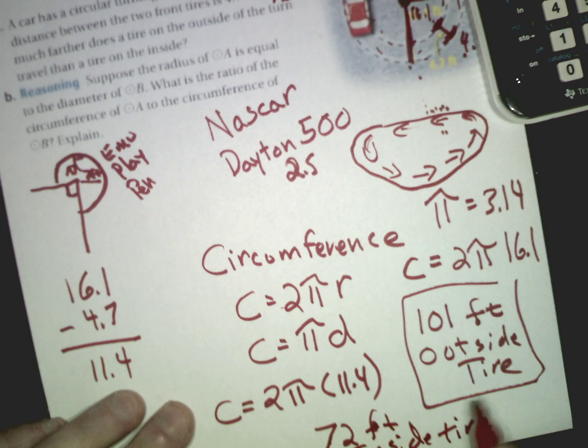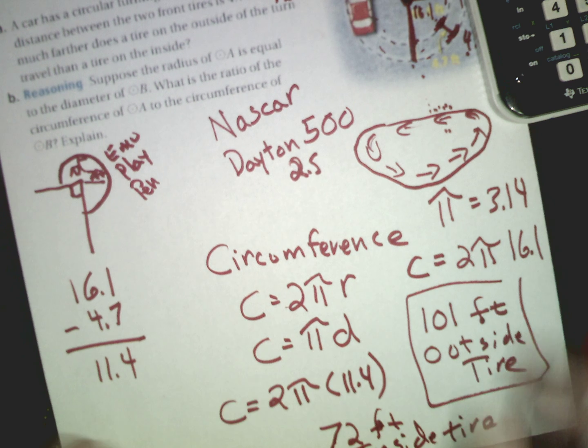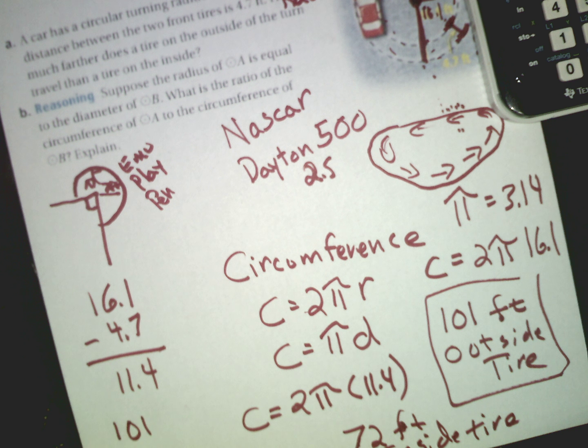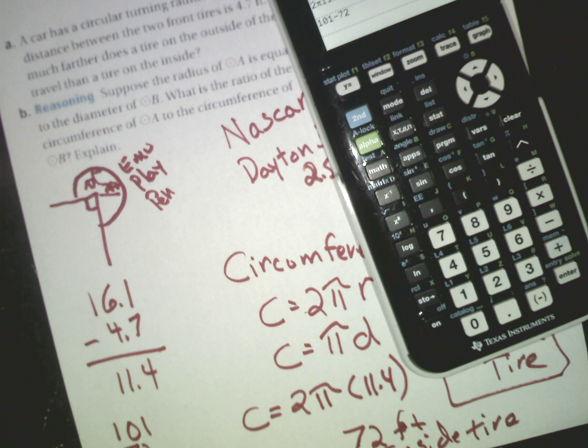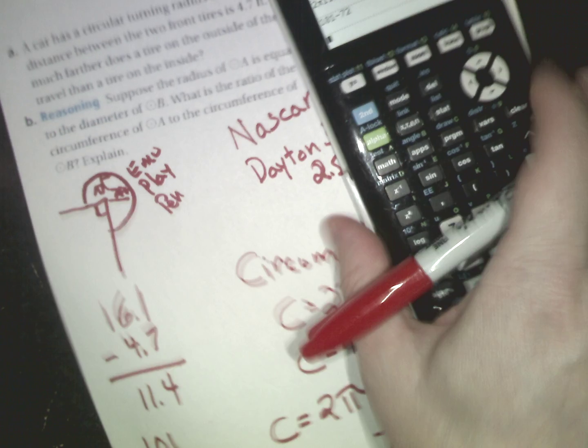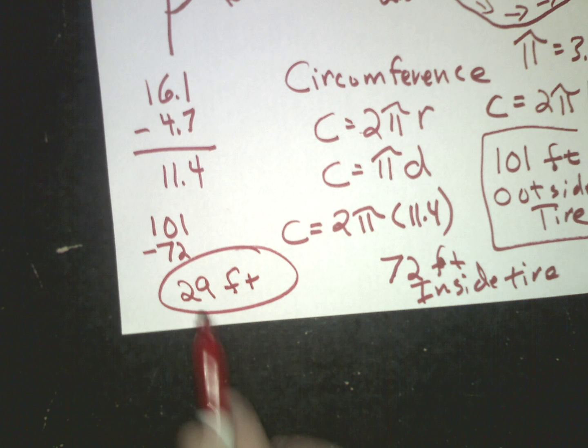So how much more does the outside tire travel than the inside tire? Well, that's a question of difference. 101 minus 72. So in a rough estimate, for every time it does a complete circle, a tight little circle like that, which is not a very big circle, that's like turning pretty hard, the outside tire travels 30 more feet. Well, 29. But I would say we average about 30 there.